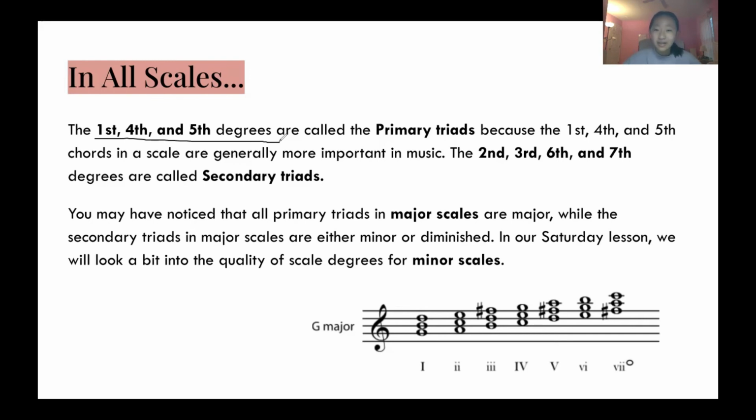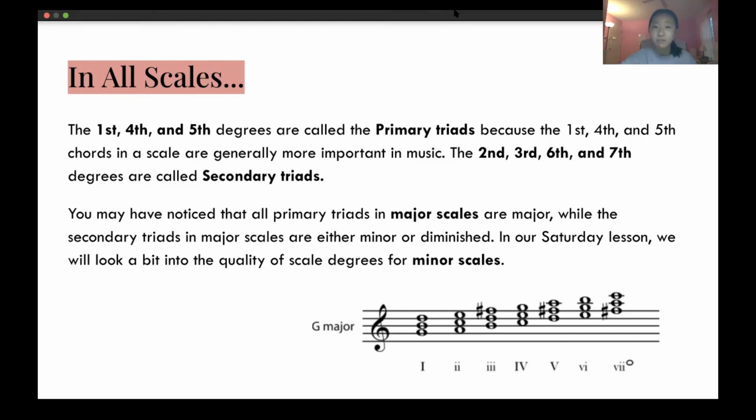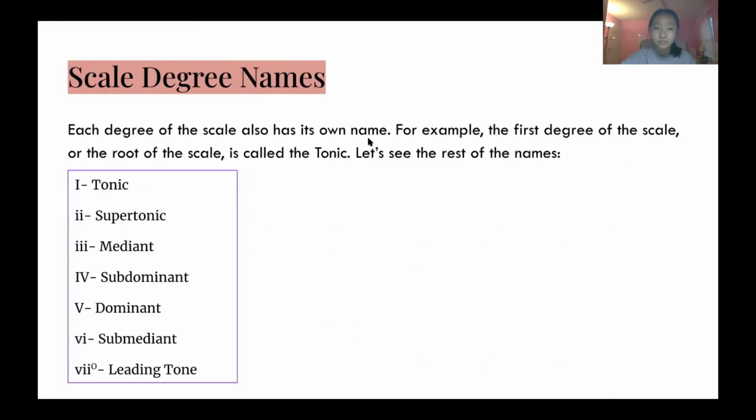Okay, so yeah, the other chords are all called secondary triads. And so the pattern is that all primary triads in major scales are major, and the secondary triads in major scales are minor or diminished. And for minor scales, it's basically the opposite, all primary triads in minor scales are minor, and you can look more into this on your own, and feel free to email us because we can always provide you further material.